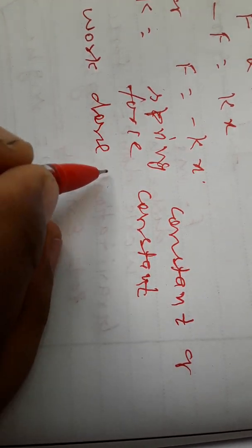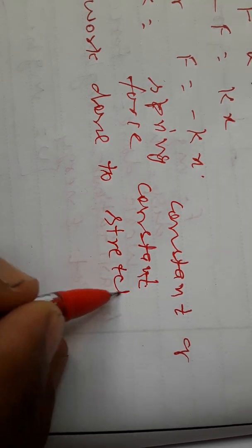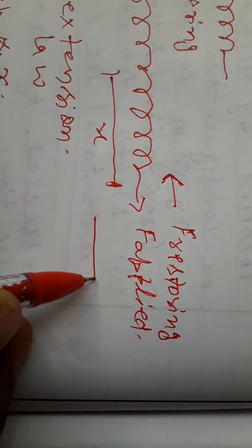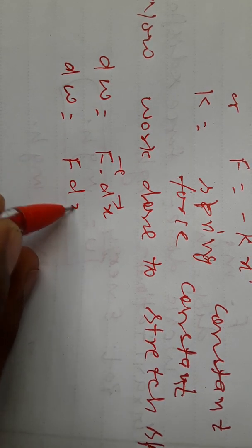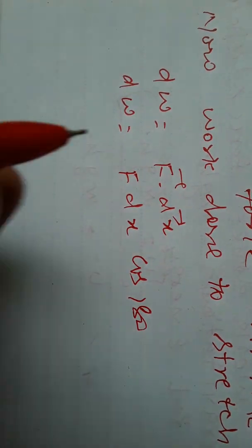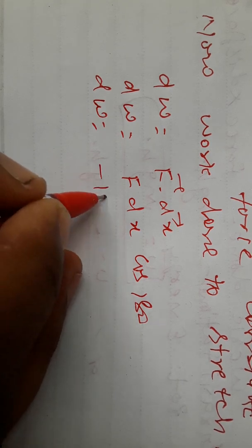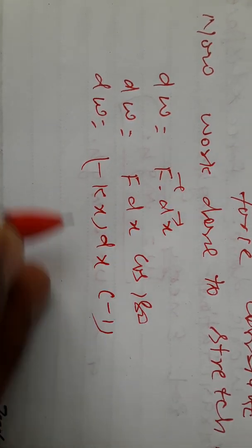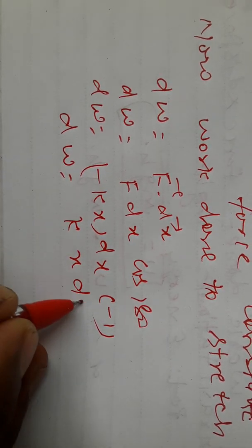Now work done to stretch the spring. Let dx be a small displacement. So we can write here dW is equal to F dot dx, which is F dx cos 180, because the direction of applied force and the restoring force are opposite. So now we can write dW, the value of F is minus k into x, into dx cos 180, that is minus 1. So dW is equal to kx into dx.